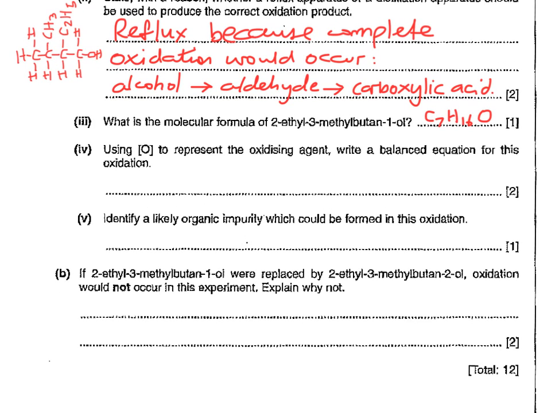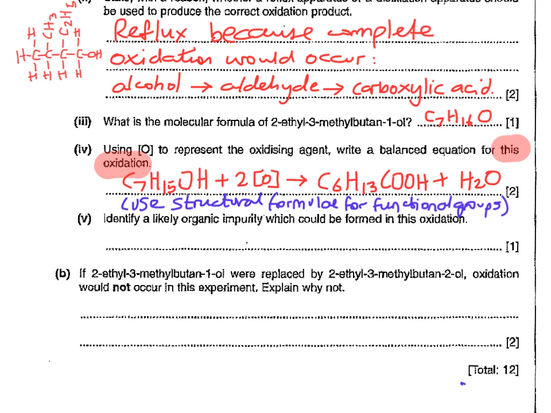They want you to write out the equation representing the oxidizing agent. So you'll notice there was a bit of testing for alcohols here, and there was also writing out the equation for what is actually happening. So don't forget we have to use O in square brackets as our oxidizing agent.